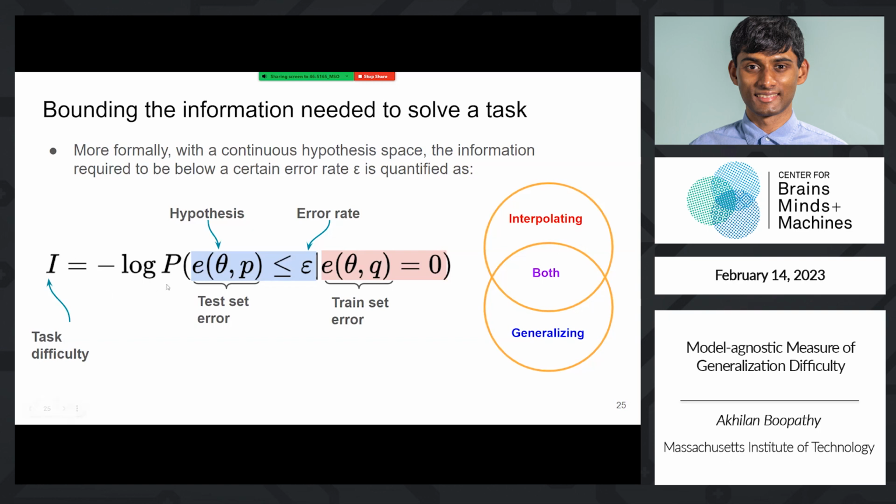So just walking through the notation a little bit here. Theta is a hypothesis, which is a random variable. P and Q represent the test and training sets respectively. And E of theta comma P or E of theta comma Q represent the error of hypothesis theta when applied to the distribution P and Q respectively. So this expression here on the right is just saying that we interpolate the training set, there's zero error on the training set, and we're looking at the probability that we generalize up to error rate epsilon.